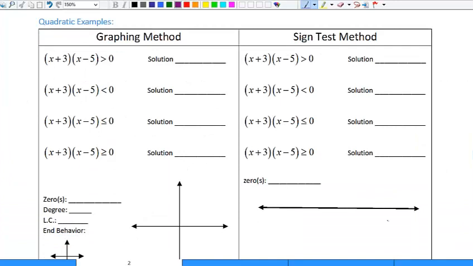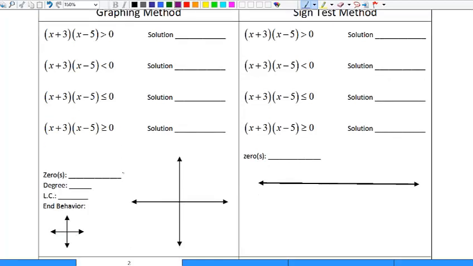So we're first going to start with quadratic examples. Notice I have 4 different examples of the same polynomial. In this particular case, our polynomial is f of x equals (x + 3)(x - 5). I'm going to evaluate it and then find out where is f of x greater than 0 for the first one, where is f of x less than 0, where is f of x less than or equal to 0, and then where is f of x greater than or equal to 0.